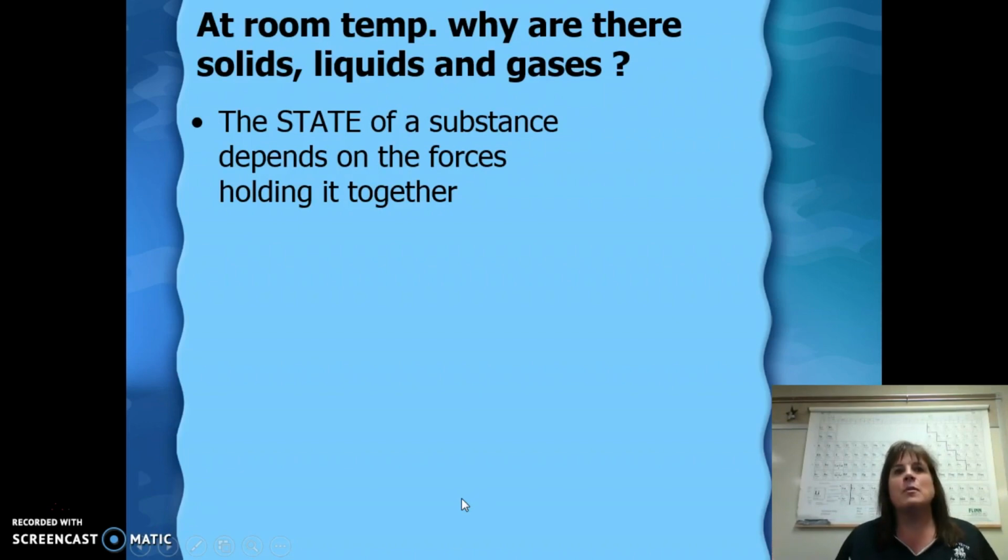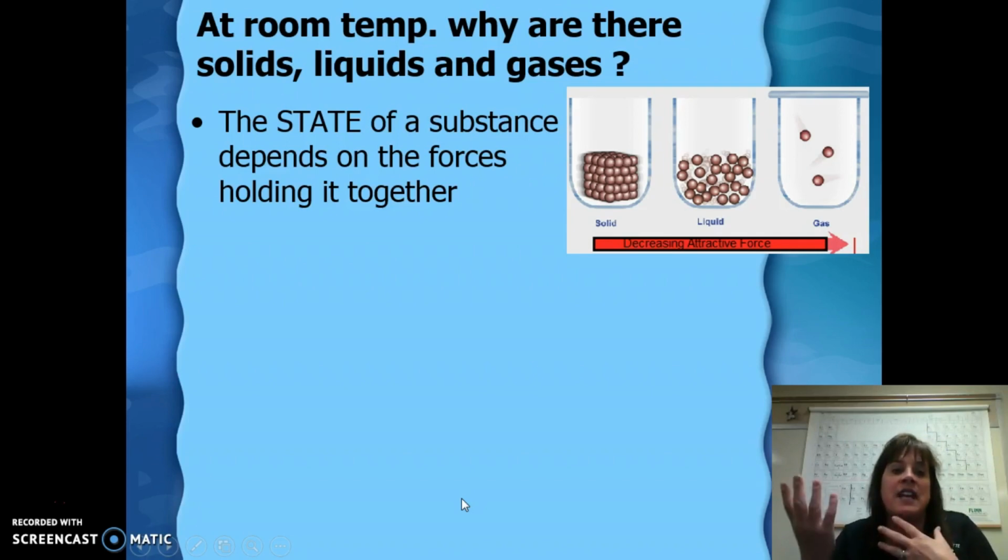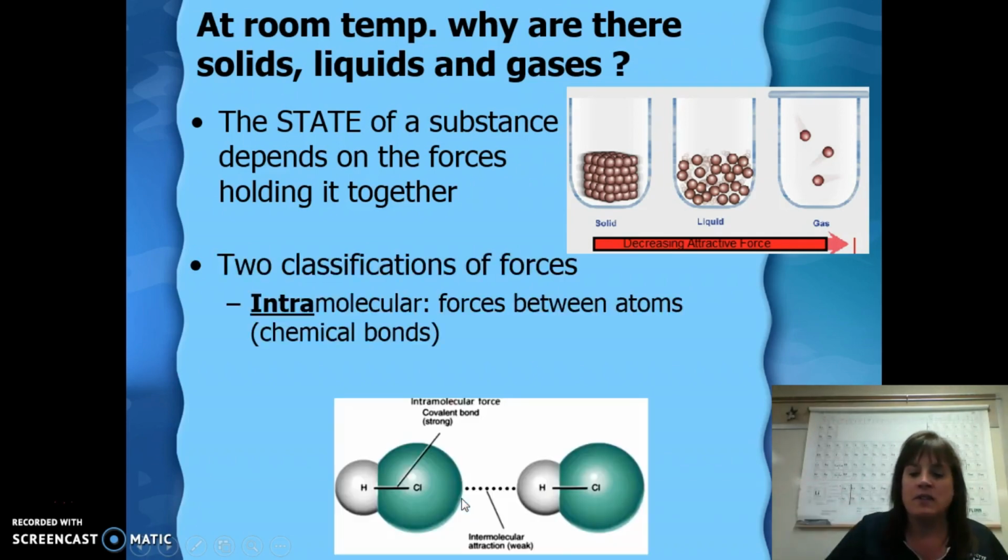So what determines why, at room temperature, some substances are solids, some are liquids, and some are gases? Well, the state of a substance depends upon the forces that are holding it together. Solids at room temperature must have a really strong force compared to liquids or even gases. Gases must have really weak forces. And there are two types of forces. There are intramolecular forces. Those are forces between atoms. Those are the chemical bonds. Those are inside the molecules.